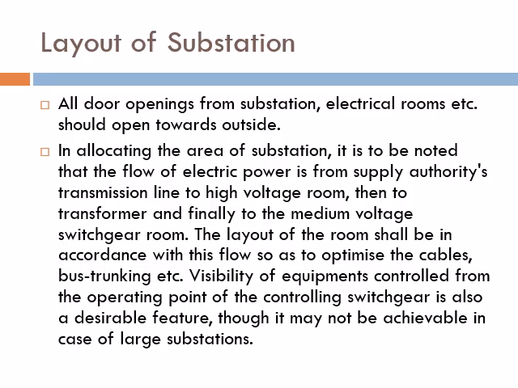In allocating the area of the substations, it is to be noted that the flow of electric power is from the supply authority's transmission line to the high voltage room, then to the transformer, and finally to the medium voltage switchgear rooms. So the layout of the room shall be in accordance with this flow so as to optimize the cable and bus trunking, etc. The visibility of equipment from the operating point of the controlling switchgear is also a desirable feature, though it may not be achievable in the case of large substations.